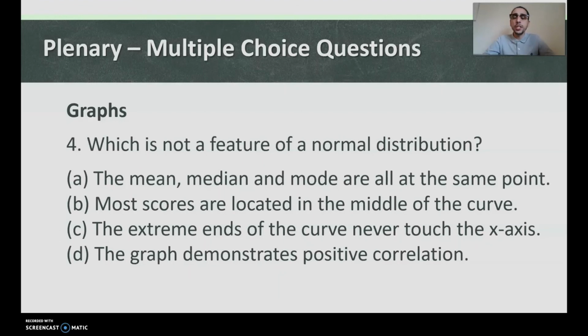4. Which is not a feature of a normal distribution? A. The mean, median, and mode are all at the same point. No. B. Most scores are located in the middle of the curve. No, that's true. C. The extreme ends of the curve never touch the x-axis. Okay. And D. The graph demonstrates positive correlation. No, it's not D. It's nothing to do with correlation.